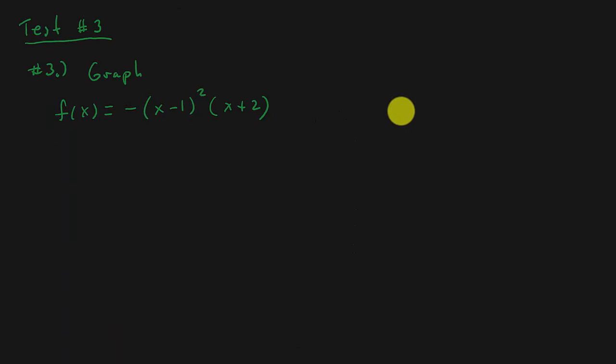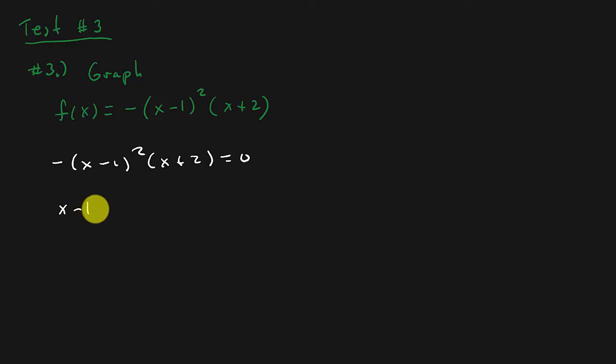All right, let's look at test 3. All right, so we want a graph. So basically what we're going to do here is sketch the graphs and label the x and y intercepts, okay? So the first thing we want to do is get the zeros. So we want to know, when does negative (x minus 1) squared times (x plus 2) equal 0?